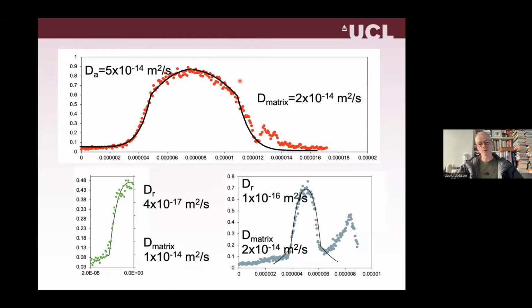And what we see is that in the axial direction, we end up with diffusion gradients that look like this. And in the radial directions, we end up with diffusion gradients that look like this. So these are plotted on the same scale.